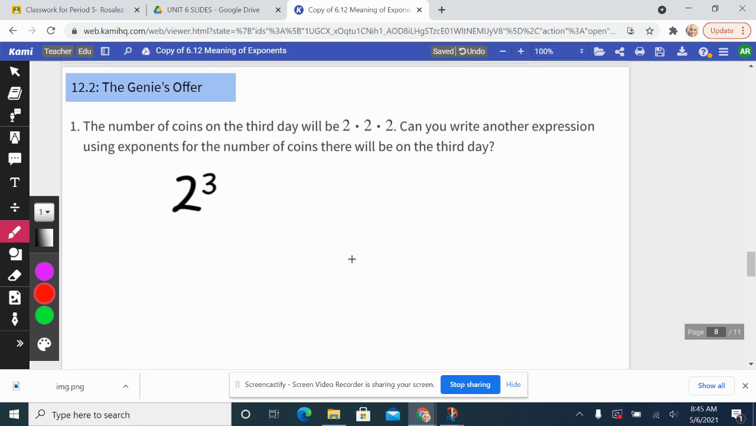Okay, so now we're going to answer some questions. It says the number of coins on the third day will be 2 times 2 times 2. Can you write another expression using exponents for the number of coins there will be on the third day? Well, the answer is right here. 2 times 2 times 2 is the same as 2 to the third. 2 to the third says you multiply 2 3 times. Okay, so that's your answer right there for number 1.